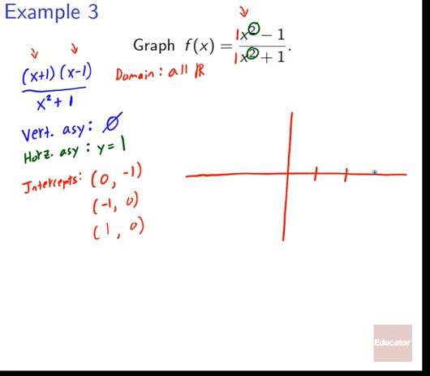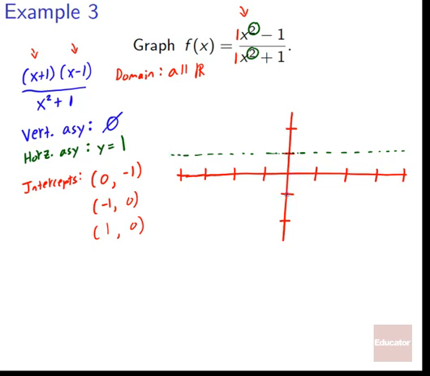Great. So we can plot in our intercepts. Well, let's first plot our horizontal asymptote, y equals 1. So we've got a dashed line at the height of y equals 1. Okay, no vertical asymptotes, don't have to worry about that. Intercepts, where are our intercepts?